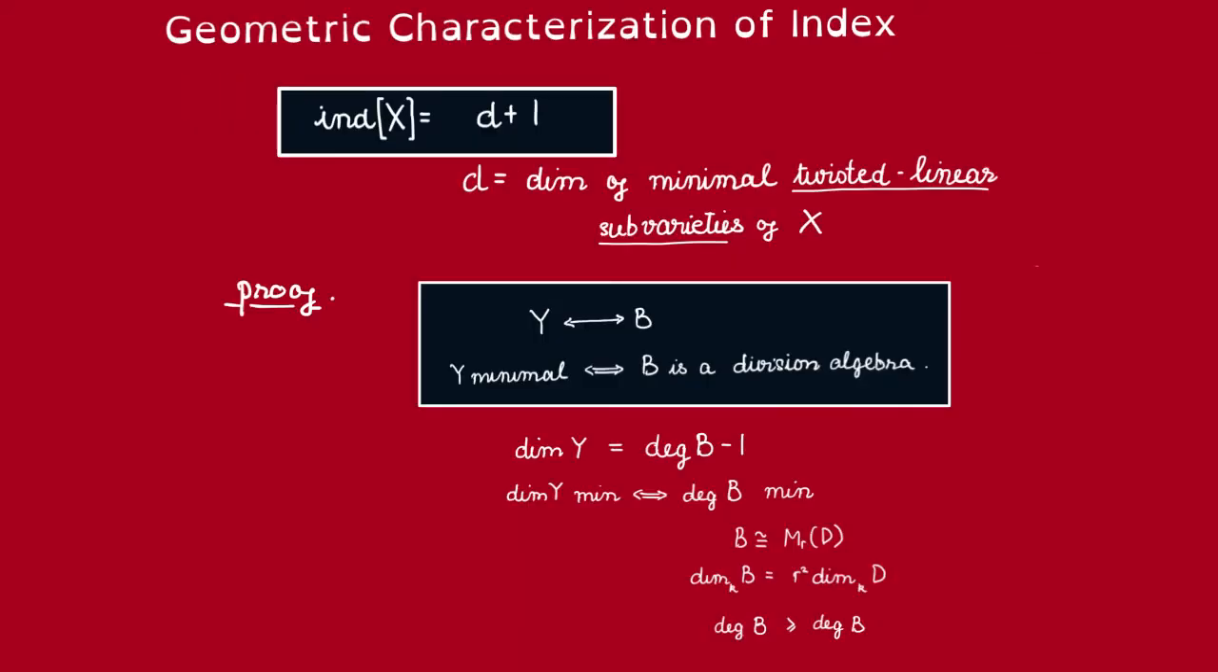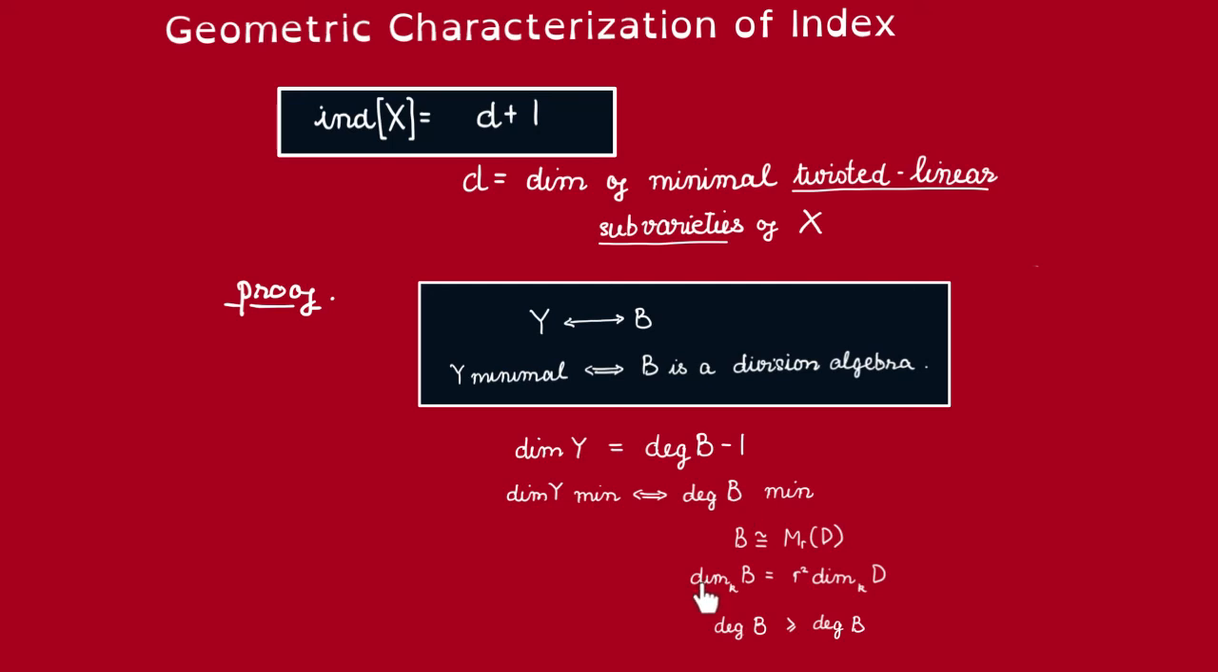For short, I will just call this the index of X. Now for the proof, we want to use the following lemma. Let's say Y is a Severi-Brauer variety corresponding to a central simple algebra B. Then observe that Y is minimal if and only if B is a division algebra. And why is that? Well, here we have to recall that the dimension of Y is just going to be equal to the degree of B minus 1. So the dimension of Y is minimal if and only if the degree of B is minimal. But now remember, by Wedderburn's theorem, we can write B as isomorphic to some matrix algebra over some division algebra D, where D is the unique division algebra in the class of B.